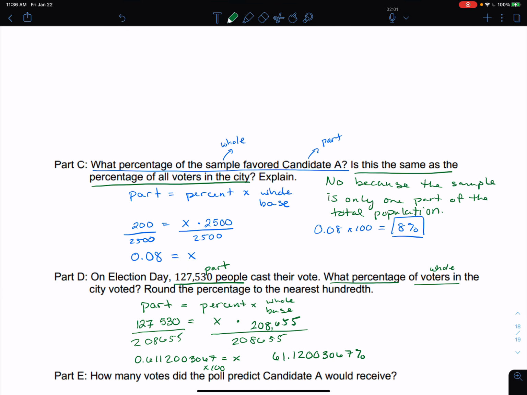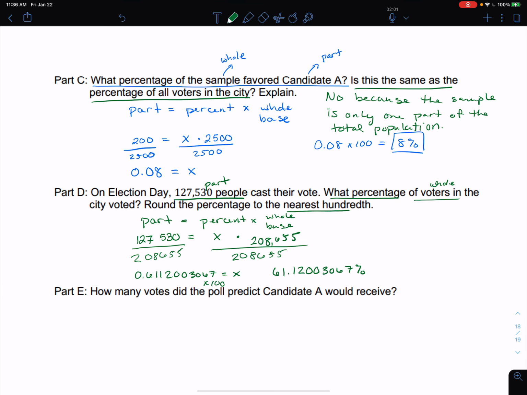If we look at our directions, they told us to round the percentage to the nearest hundredth. So 2 is in my hundredth spot. The 0 tells me to leave it alone. So our final answer would be that 61.12% of voters in the city voted.